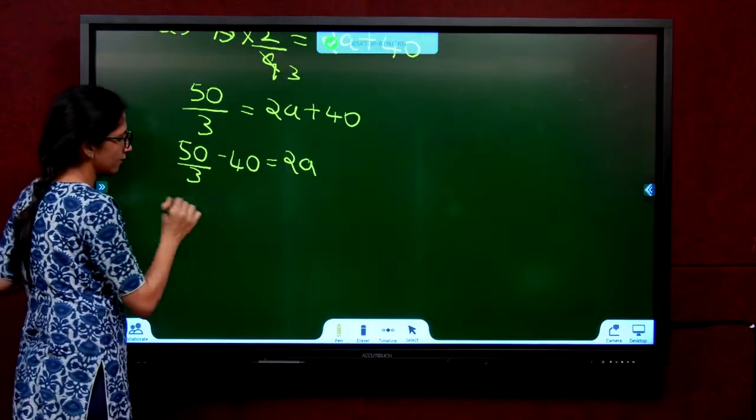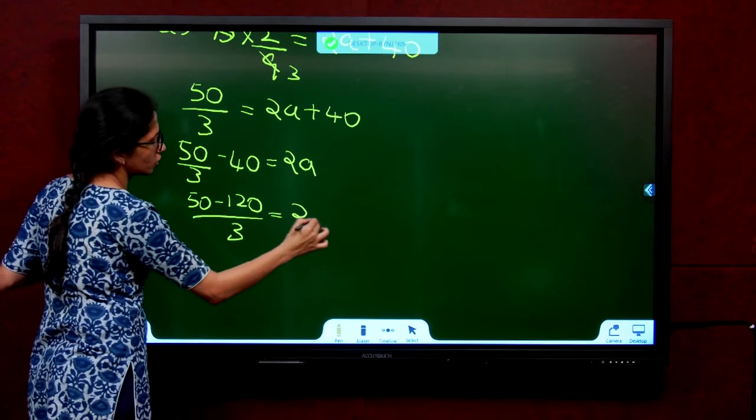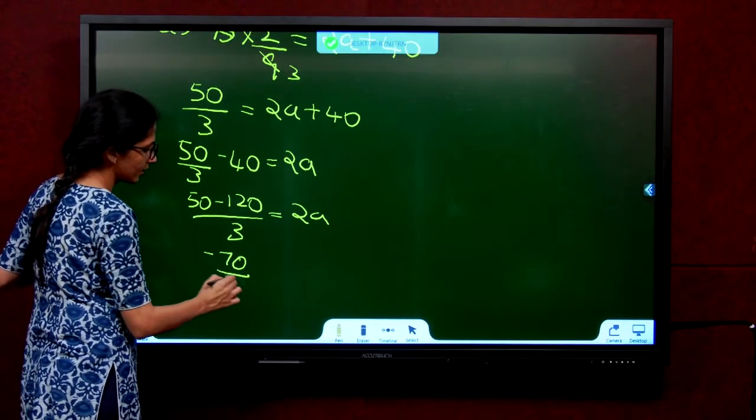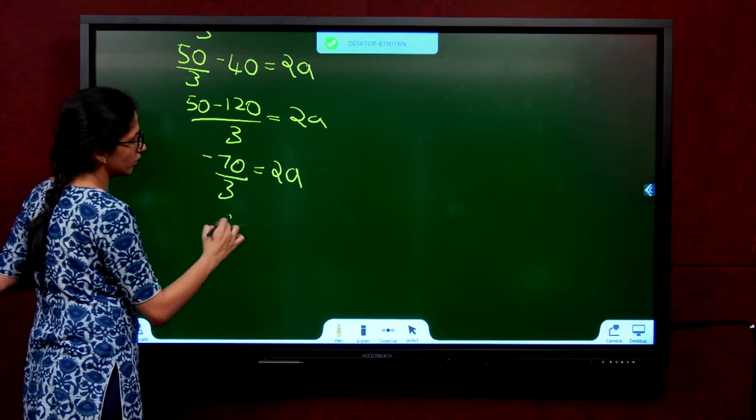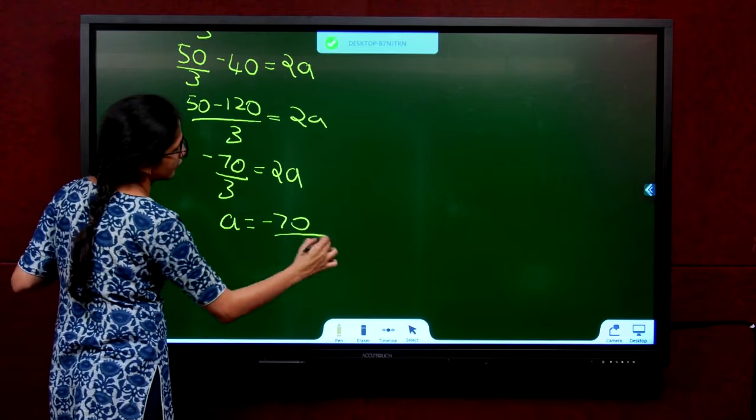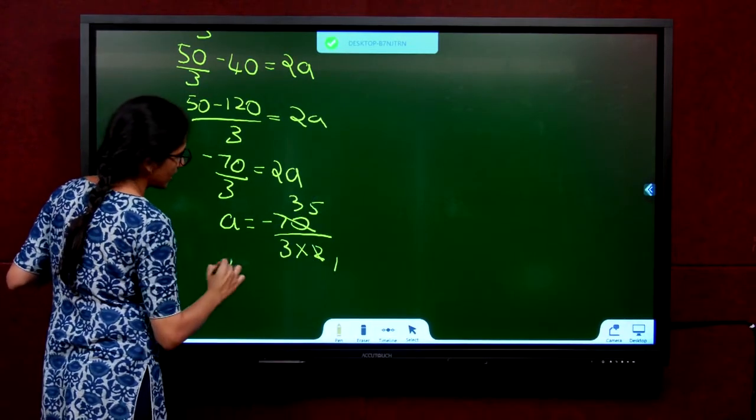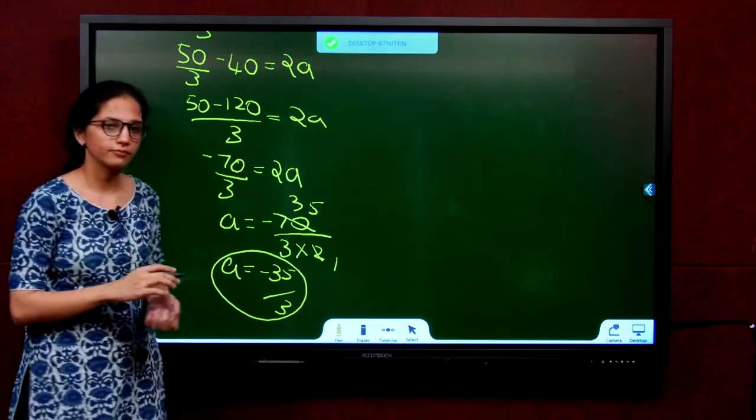Take LCM. 50 minus 120 by 3 is equal to 2a. 50 minus 120 is minus 70 by 3 is equal to 2a. Send the 2 down. A is equal to minus 70 by 3 into 2. 1s are 35s are. A is equal to minus 35 by 3.